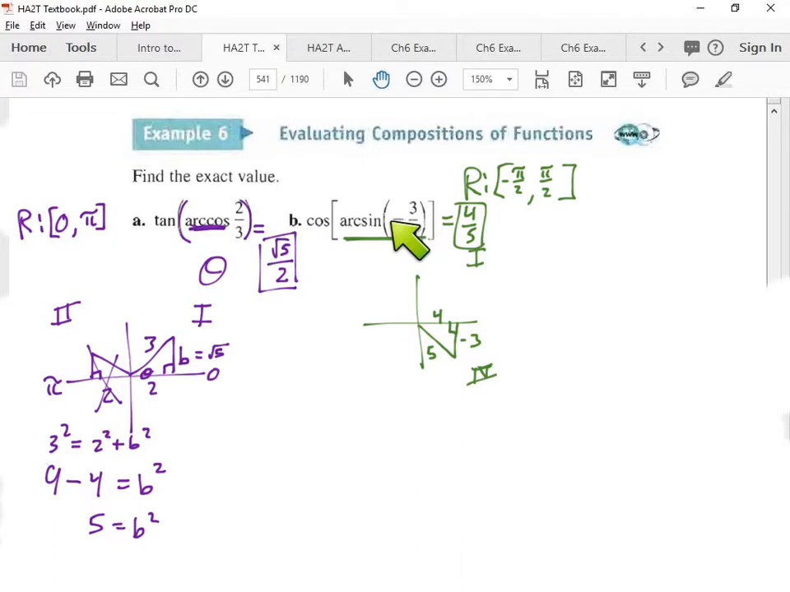So this is giving us our triangle. We're not going to actually find the theta. We just have to find the triangle that has the theta in it. And then we use that triangle to find the cosine or the tangent, whatever's on the outside of the problem.